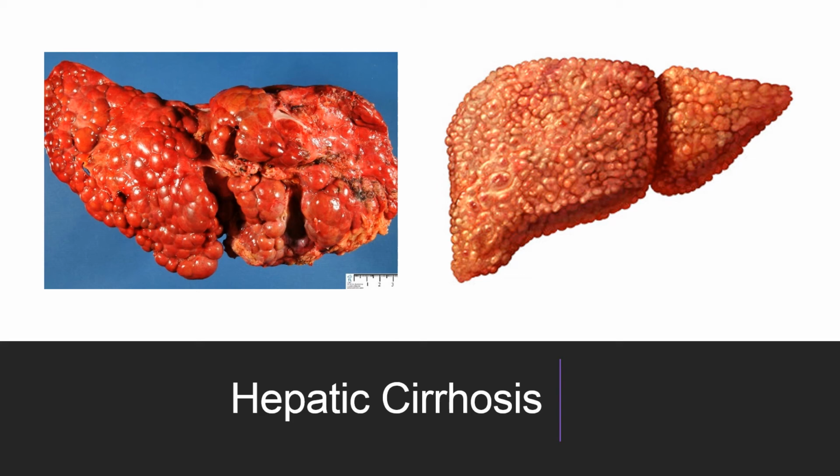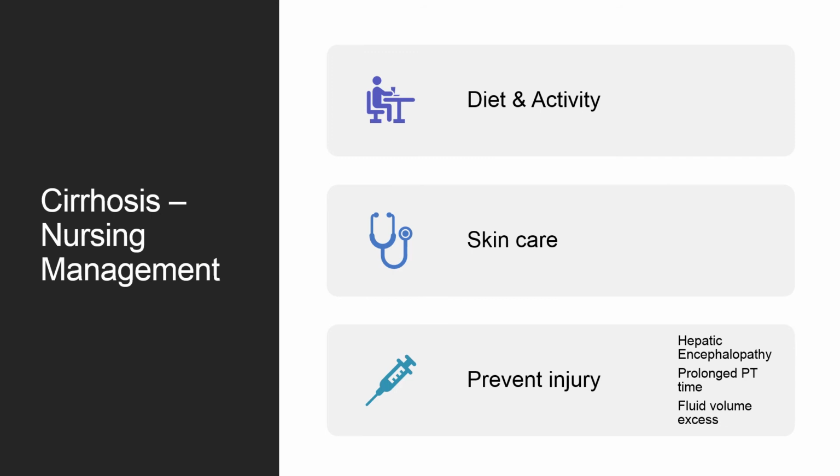They may have indigestion or altered bowel function due to obstruction. They may have spontaneous bacterial peritonitis. You will see vitamin deficiencies and anemia as well. Nursing management of cirrhosis includes dieting and activity.